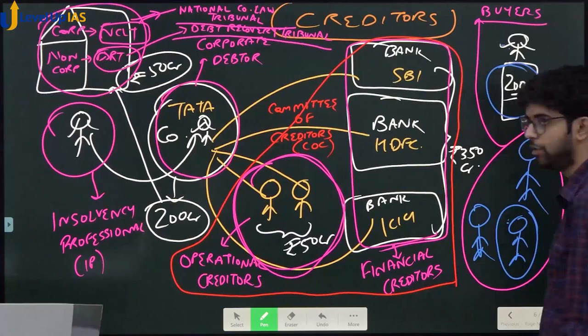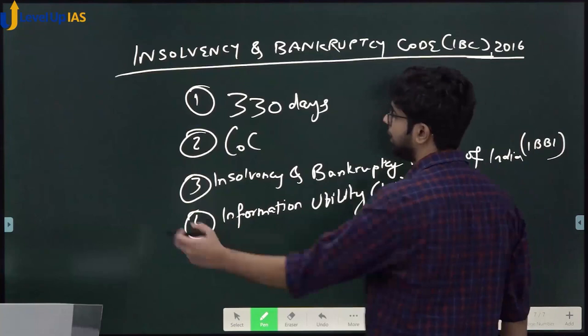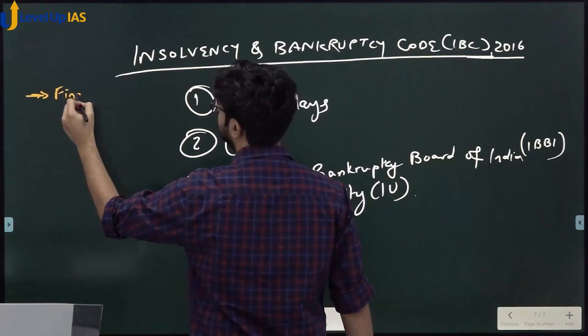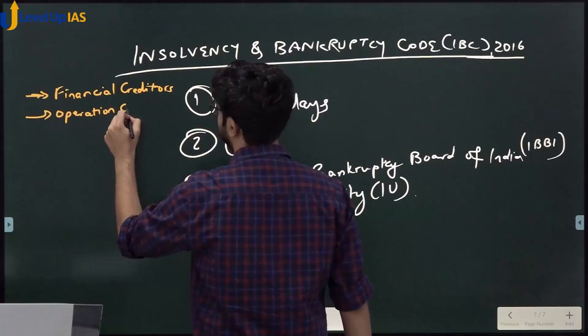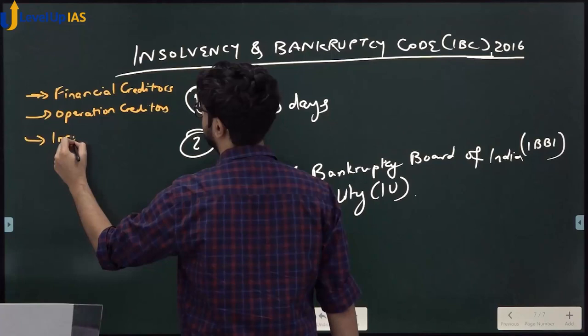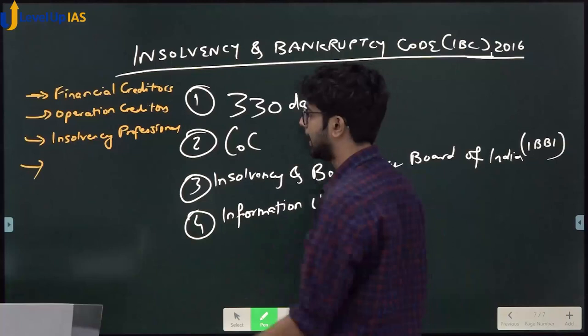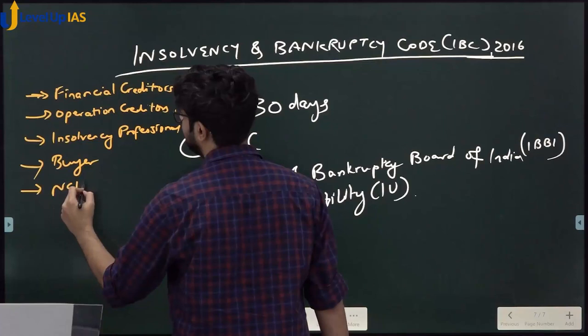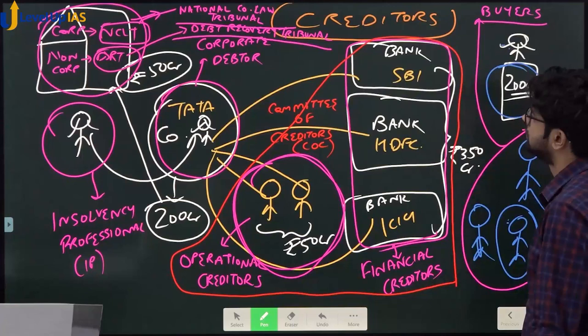Did you understand this? Now help me with the terms which we have written in the past, in the last sheet. Let us recollect. What are the terms? What can you recollect? Financial creditors. Operational creditors. Insolvency professional, next, buyer, next, NCLT, DRT, anything else? Committee of creditors, yes. Debtor, corporate debtor, non-corporate debtor.